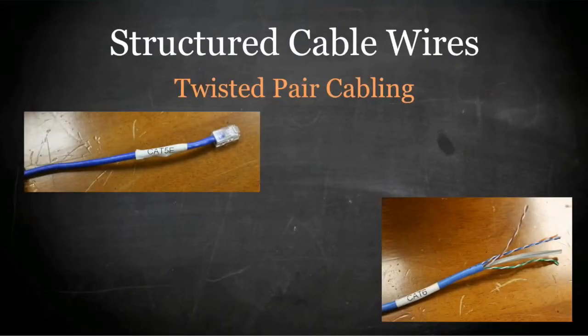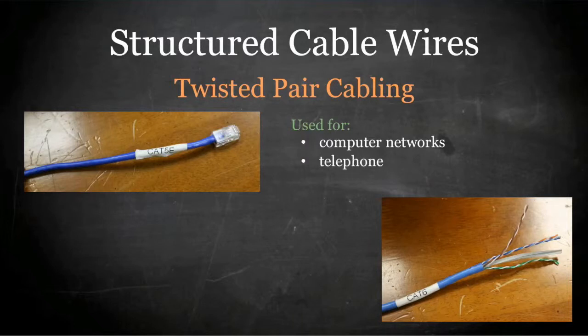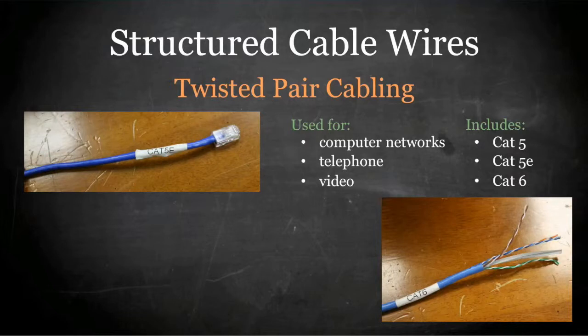The first type of structured cable wire we mentioned was twisted pair cabling. Twisted pair cabling is most often used for computer networks or data and telephone wiring or voice. It also can be used for video. At Livewire, you will use Cat5, Cat5e, the E stands for enhanced, and Cat6.